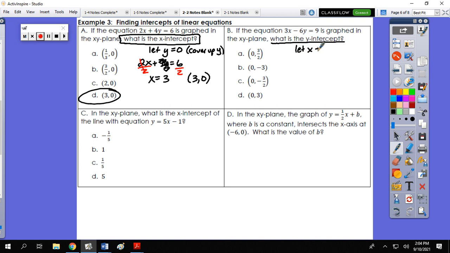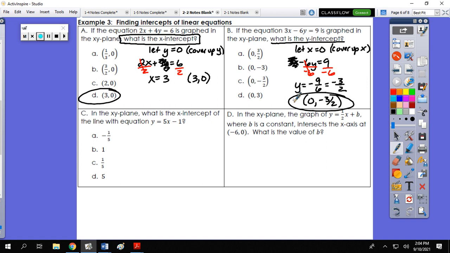The next question says, what is the y-intercept? That means we're going to let x equal 0, meaning we're going to cover up the x. So we have the equation 3x minus 6y equals 9, and we're taking the x term out. Divide by negative 6 to finish solving for y. So y is equal to negative 9 over 6, which is negative 3 halves, meaning the point 0, negative 3 halves. When x equals 0, y equals negative 3 halves would be our intercept.